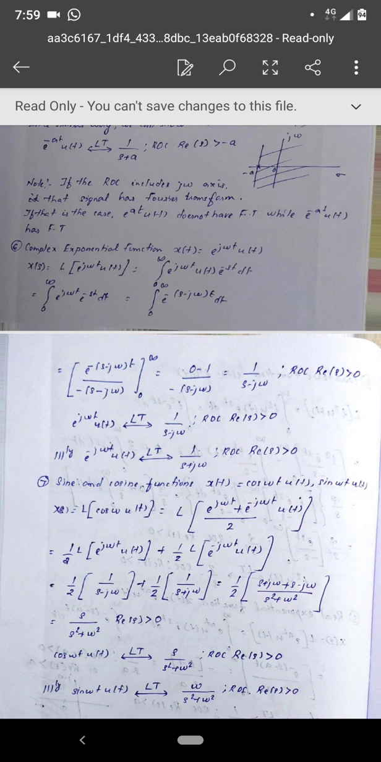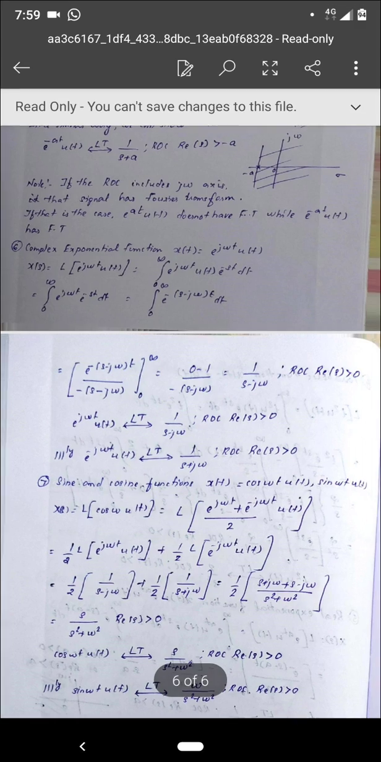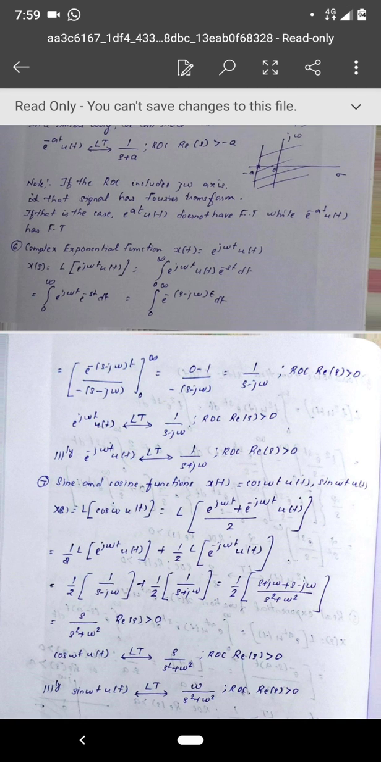So similarly, you can find sine omega t u of t. Sine omega t is nothing but e raised to j omega t minus e raised to minus j omega t, divided by 2j. If you apply that and find the Laplace transform, you will get omega by s square plus omega square, where again the ROC is real part of s greater than 0. So these are very important results, which we will apply very frequently in the problem session.